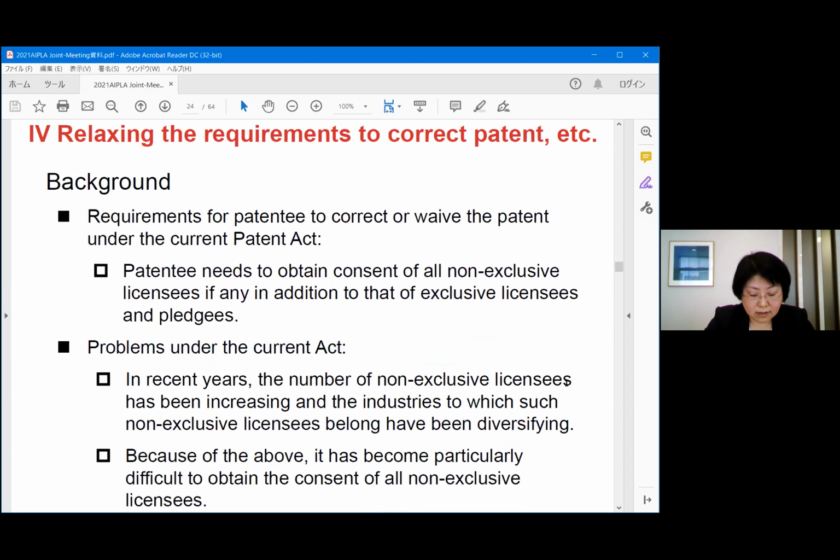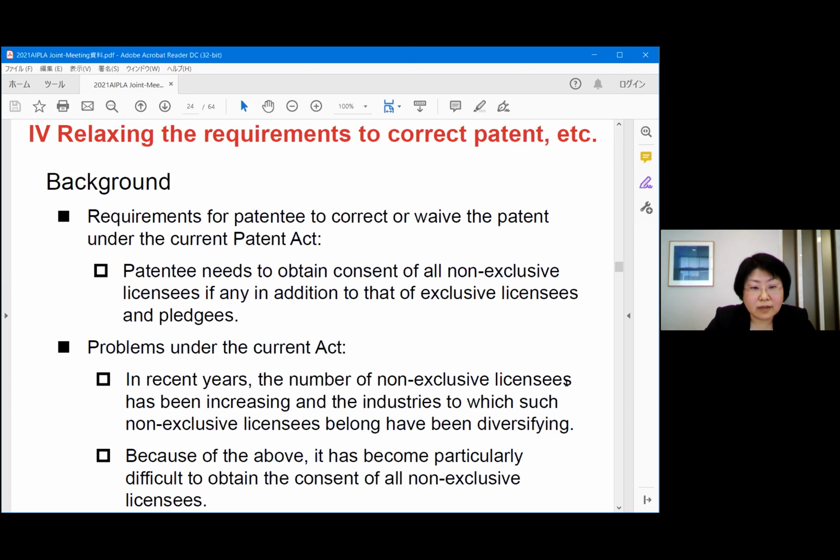Background. Under the current system, when a patentee corrects a patent right or waives a patent right, there is a requirement. The patentee needs to obtain the consent of all non-exclusive licensees, if any, in addition to that of exclusive licensees and pledgees. Exclusive licensee in this context means the registered exclusive licensee, in Japanese, seiyōji shikenja.